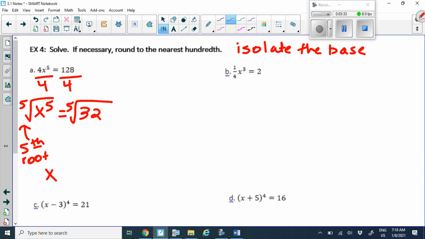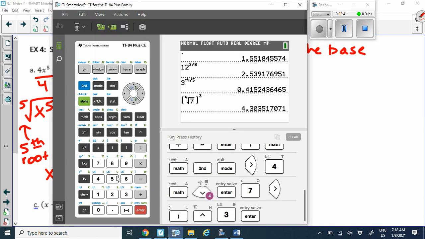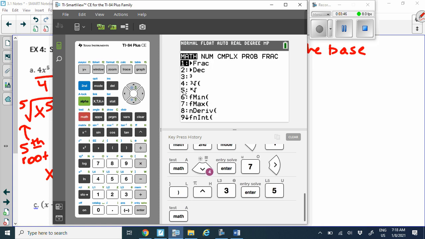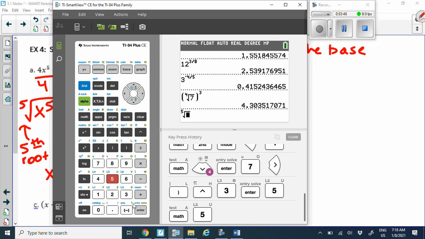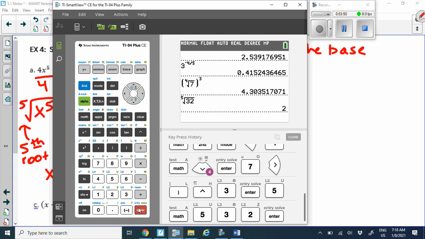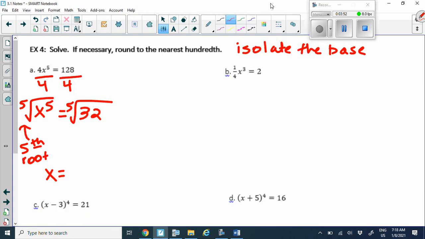Okay? So we get x equals, and of course you can plug this into your calculator, but remember we already did this, right? So the 5th root of 32. If you want to try this, you do 5, and then you go to math, and it's going to be number 5, you can press that, then 32, and press enter. We get 2. You're going to see that number quite a bit, taking the 5th root of 32. And remember, because our root is odd, we only have one solution.